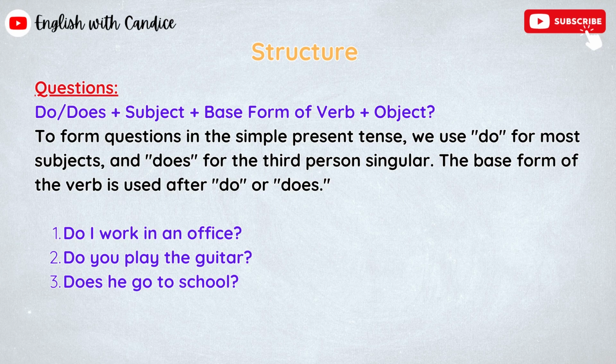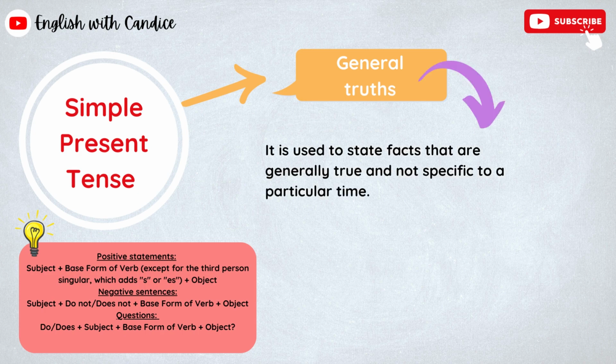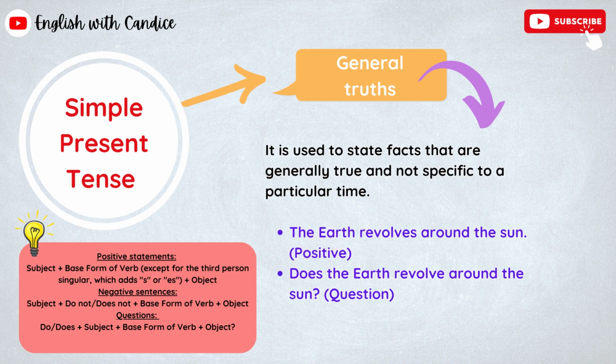Now, we're going to have a deeper look at general truths. General truths are used to state facts that are generally true and not specific to a particular time. So, for example, the earth revolves around the sun. It's positive. Does the earth revolve around the sun? This is a question.